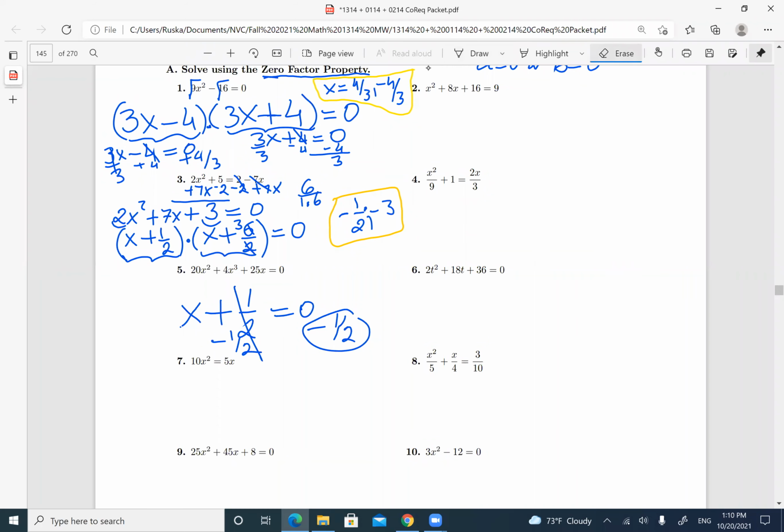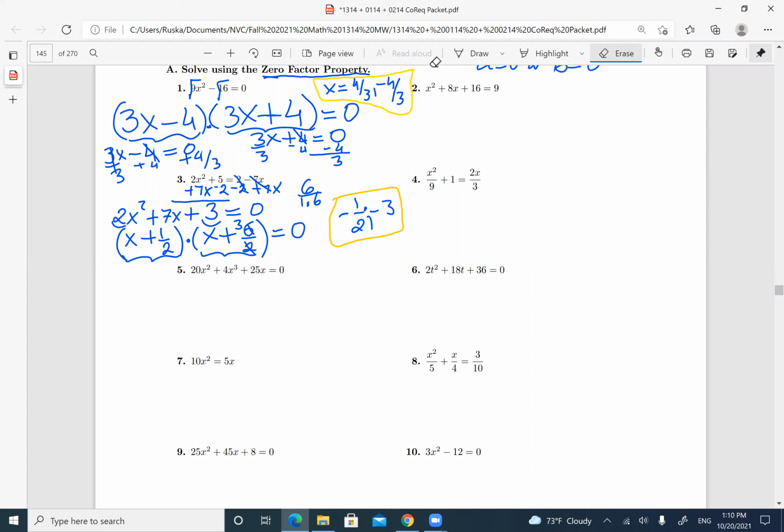You're welcome. Yeah, thank you for asking that. So always if I have x plus a number equals 0, x is going to be the opposite of it, negative. And if it's x minus a number equals 0, x is going to be the positive number. Okay, so they always switch. Okay, everybody get that?